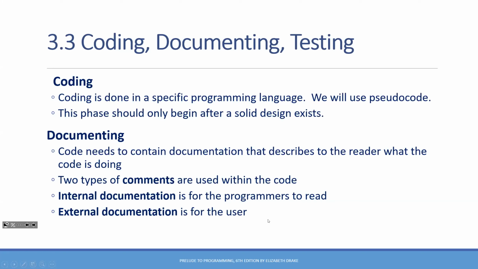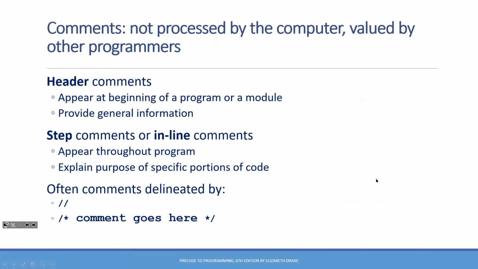Whenever we're coding, again, we're going to be using our specific language. And the last thing that they want us to remember in this execution of our programming development cycle is documenting. Code should contain comments, internal comments, and external documentation for the user.